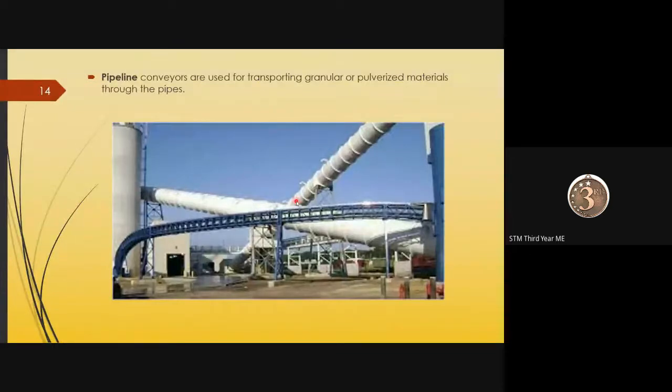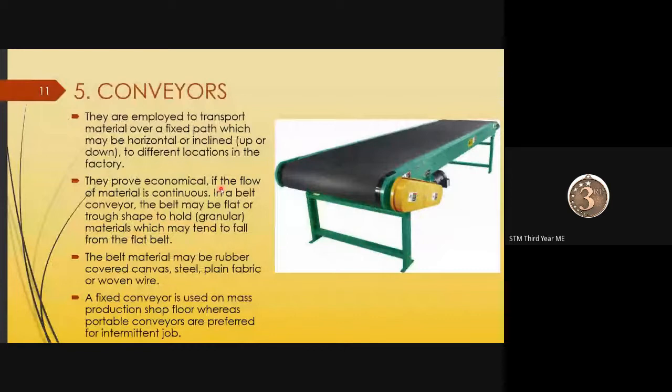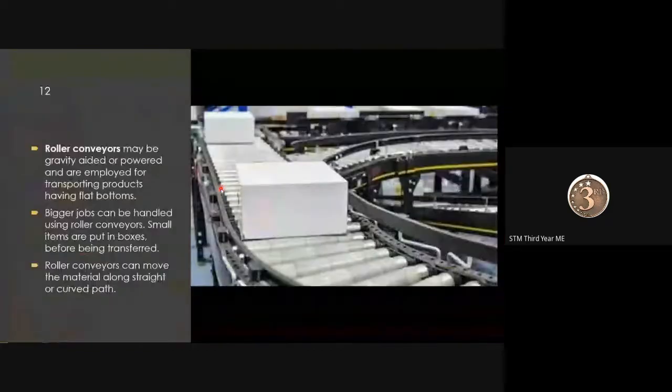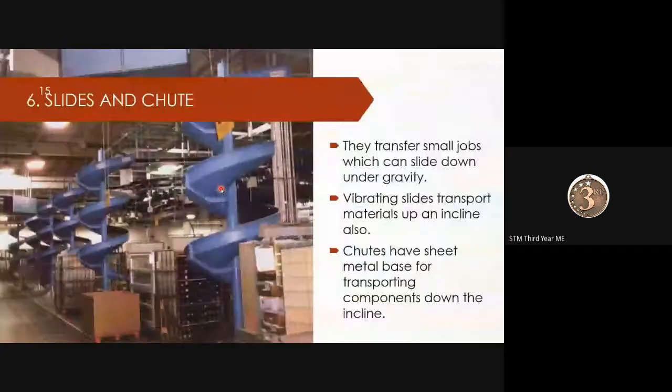But the problem with the semi-solid state is that it has a tendency to stick to the walls of this pipeline. That is one of the problems, because of the friction generated inside the pipe. So that comes into effect when using a pipeline conveyor. So there were basically four types of conveyors. First was the belt conveyor, second is the roller conveyor, third is the bucket conveyor, and fourth is the pipeline conveyor. Okay, so those are the conveyors.